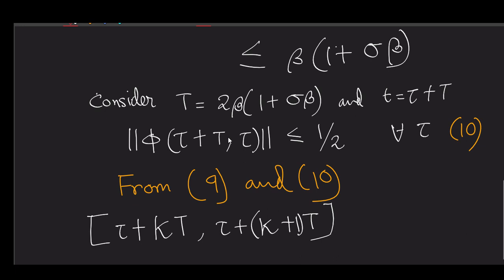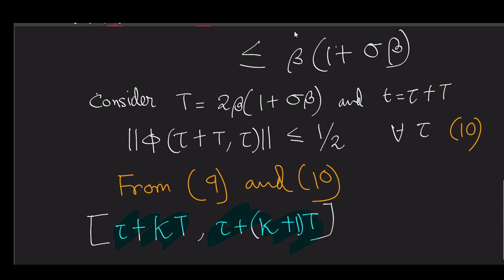Now from equation 9 and 10, what we can do is that from 9 and 10 we can write it between the time interval tau plus kT and tau plus k plus 1 T.